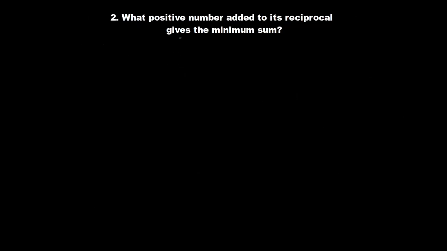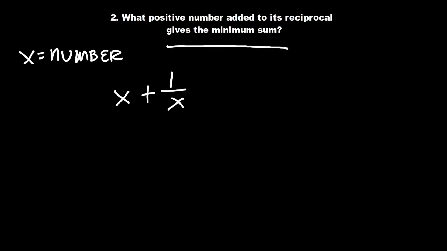Number 2, what positive number added to its reciprocal gives the minimum sum? For this again, let x here be our mystery number. And we can now make our equation based on the statement. It says here that what positive number added to its reciprocal, so this would be x plus its reciprocal, which is equal to 1 over x, gives the minimum sum. Since our operation here is a plus, it would be equal to sum. Right, I just realized it is stated in here, it is sum.